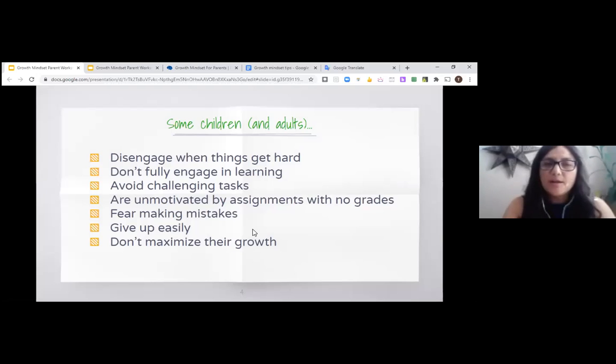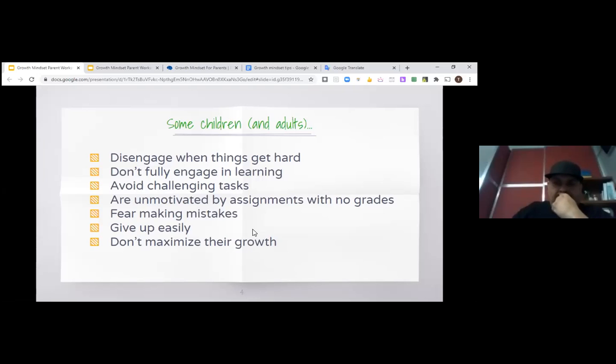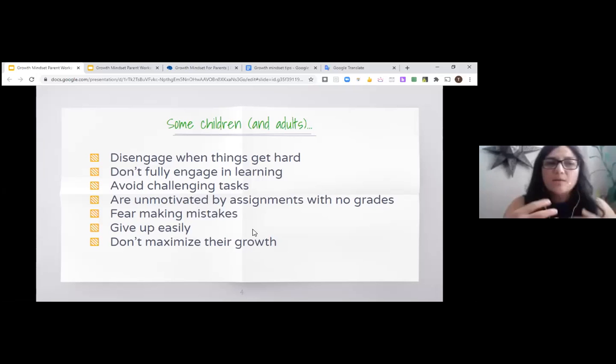So some children, and also adults, do disengage when things get hard. Some children don't fully engage in learning. Some might avoid challenges and tasks. They're unmotivated by assignments with no grades. They might fear making mistakes or even give up easily. And so in reality, they don't maximize their growth. The reason why children and some adults engage in these types of behaviors has to do with the mindset that we have, our beliefs.